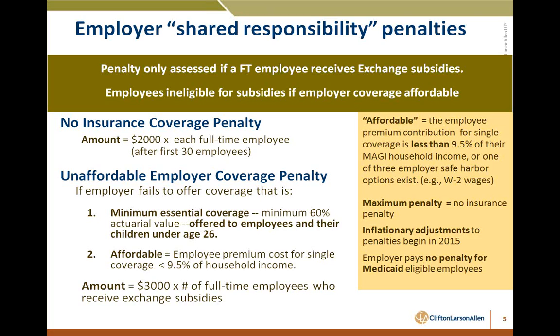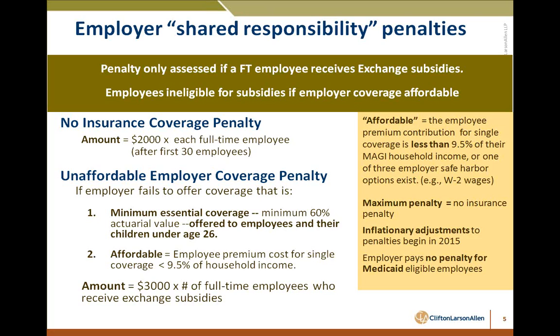And then the unaffordable employer coverage penalty is really if an employer has coverage, but they fail to provide this minimum value coverage, which is equated to 60% actuarial value. And really all that means is that the plan is paying 60% of the cost. So like if you go to the doctor and it costs $100, the plan pays $60 and you pay $40. That's really what it means in simple terms. But you have to offer that minimum coverage to all your employees and their dependents, or you would be deemed to not offering, not providing an offer of coverage.